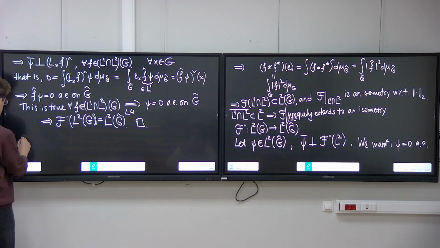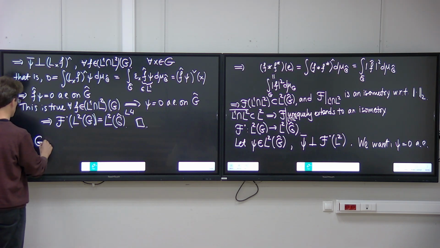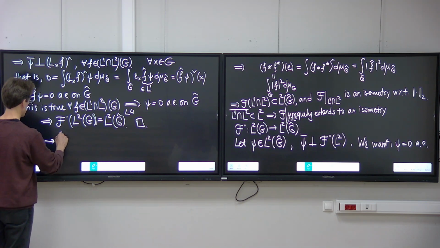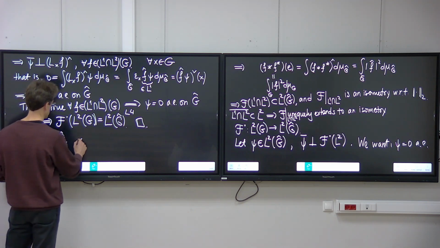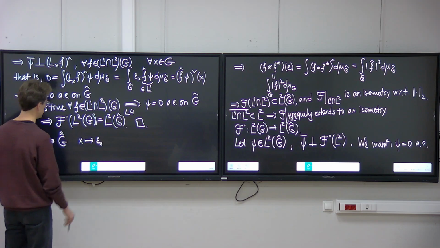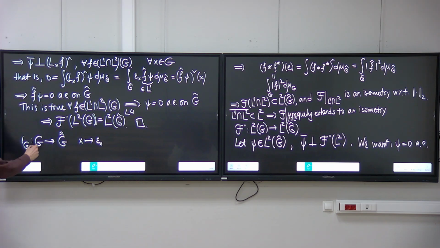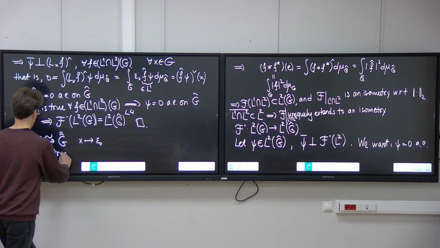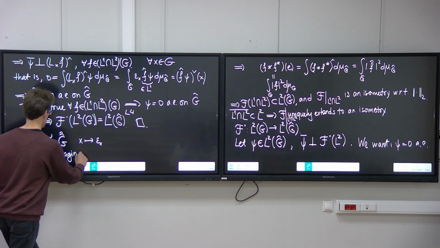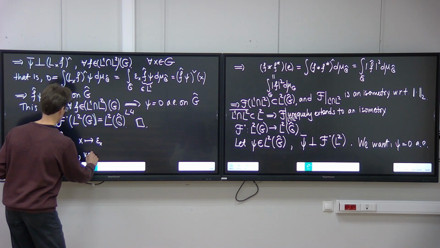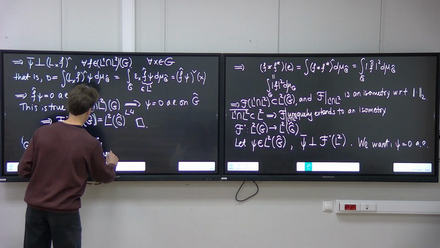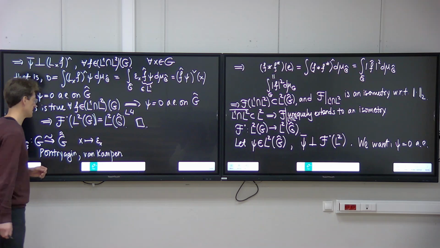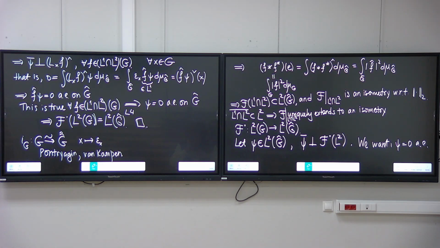We have a canonical map I_G from G to the second dual, which takes every x to the expected evaluation character. And the Pontryagin duality tells us that this map is a topological isomorphism. Pontryagin duality, or more exactly, Pontryagin and van Kampen duality. Pontryagin proved this for second countable groups, van Kampen did it for arbitrary locally compact abelian groups.